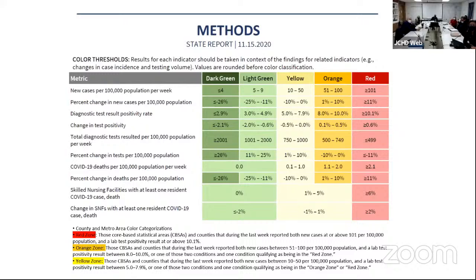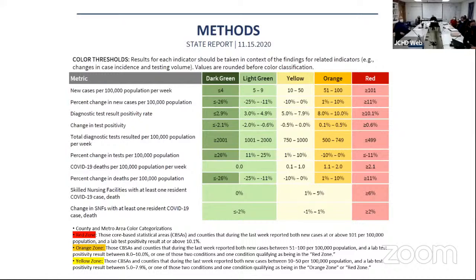The one thing to note is on the White House Pandemic Task Force, the counties are coded, but they're not coded by whether everything is red or everything is orange. There are indicators, and they have to be able to show why it's red. So for a county to be red underneath the White House Pandemic Task Force, they have to have reported new cases at or above 101 per 100,000 population and a test positivity result at or above 10.1%. So we've been consistently in that.